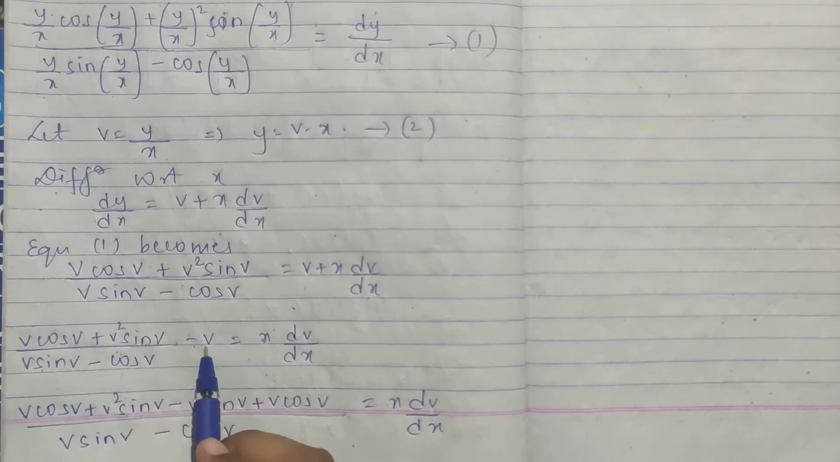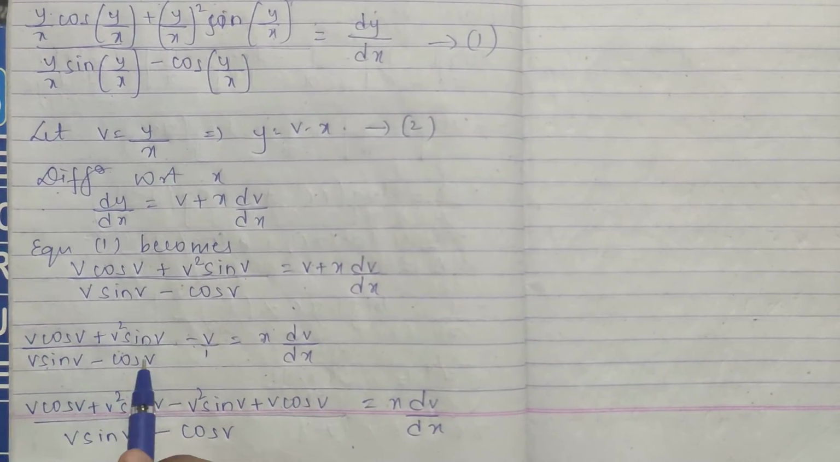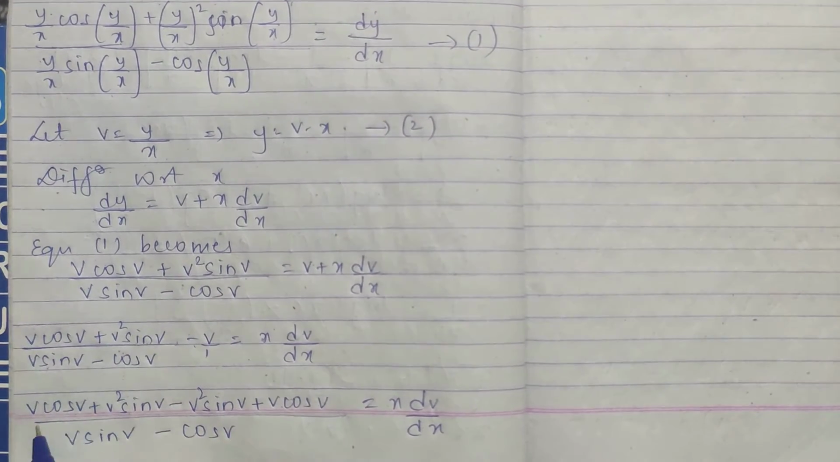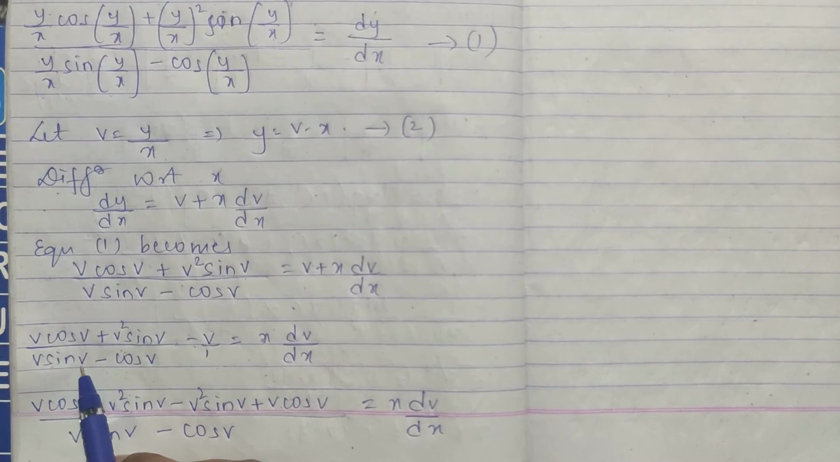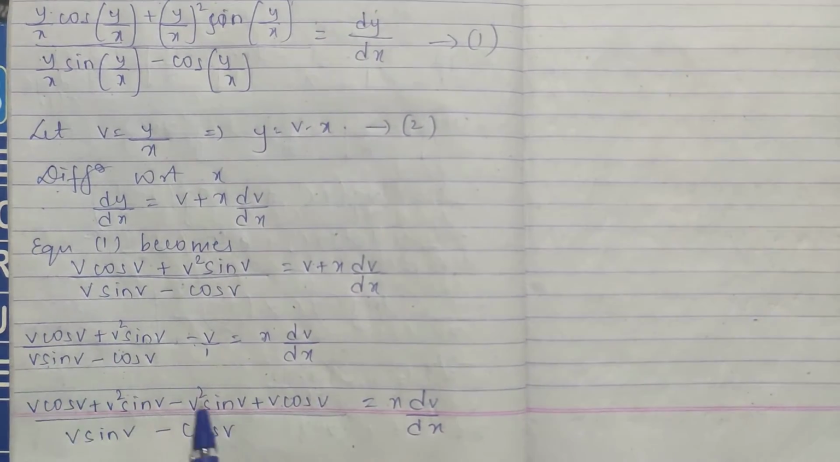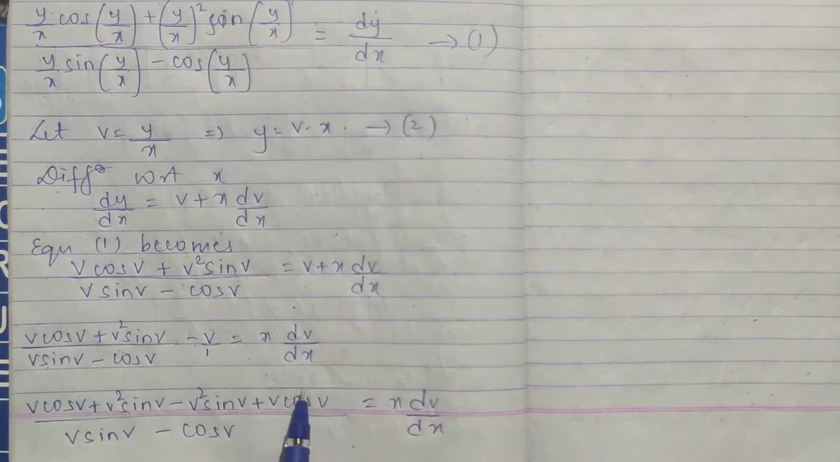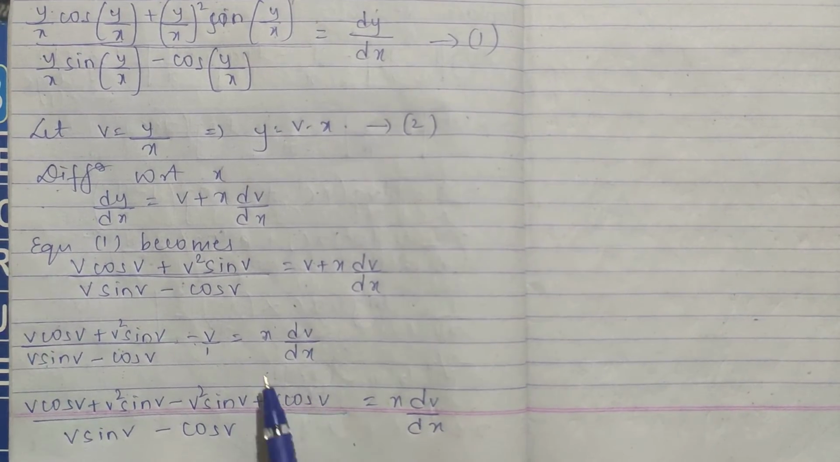Now what you have to do, take your LCM. So technically here it is 1, so the LCM will be v sin v minus cos v. So this whole part you have to multiply with v, right? v cos v plus v square sin v remains as it is, minus v into v sin v becomes v into v is v square sin v. So minus v square sin v, minus into minus plus v into cos v, whole divided by your LCM, which is v sin v minus cos v, is equal to x dv by dx.